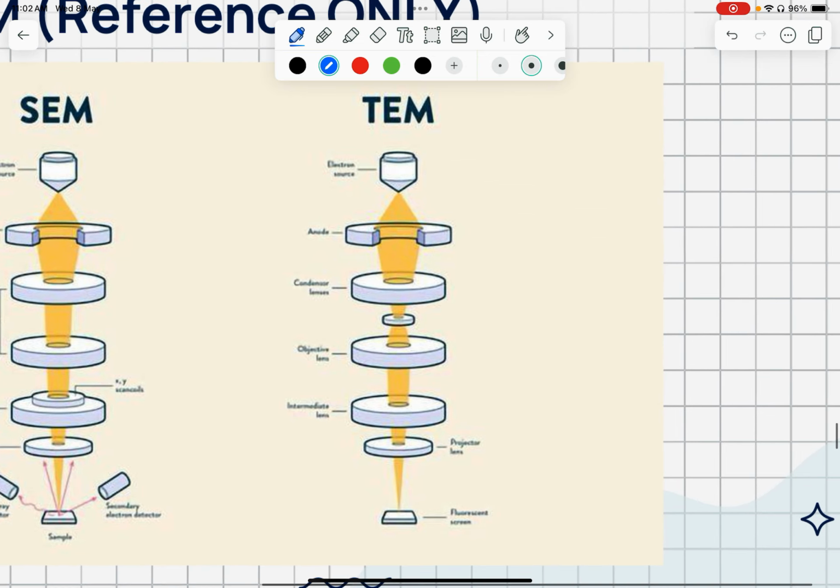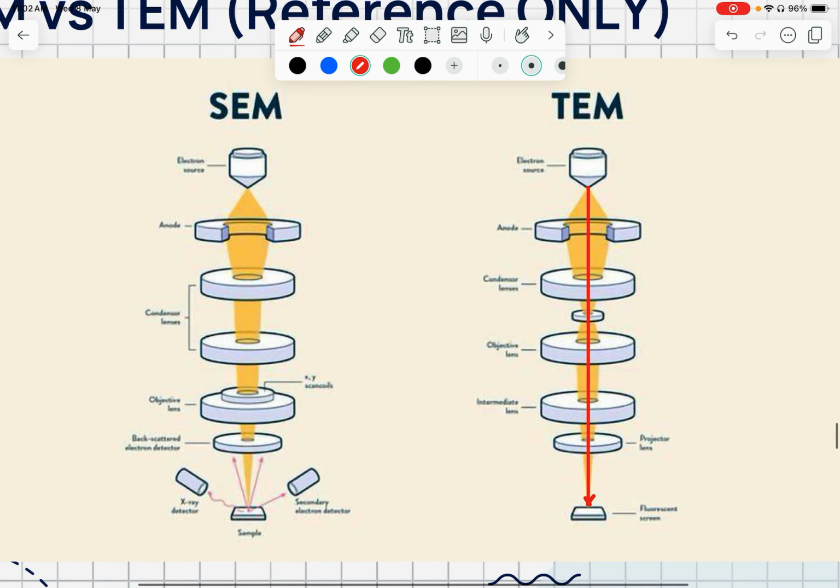So you can see for TEM, the electron source is shot directly onto the specimen. This is what I know as linear; they shoot linearly. But for SEM, what happens is that it bounces off. You can see it shoots down, but it bounces off from the specimen, and they will produce some wavelengths out, so it can be detected, something like this.